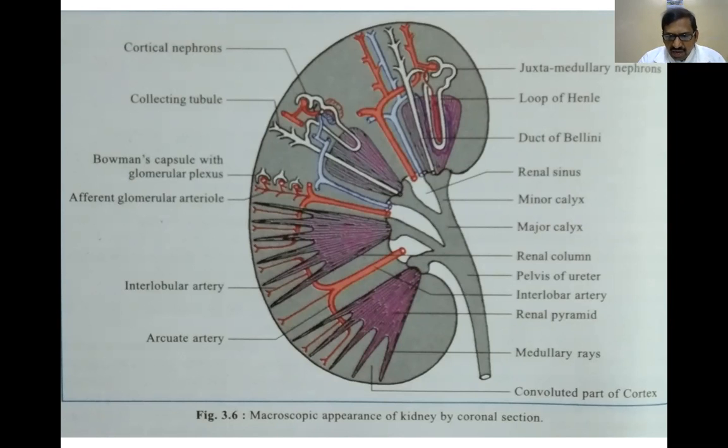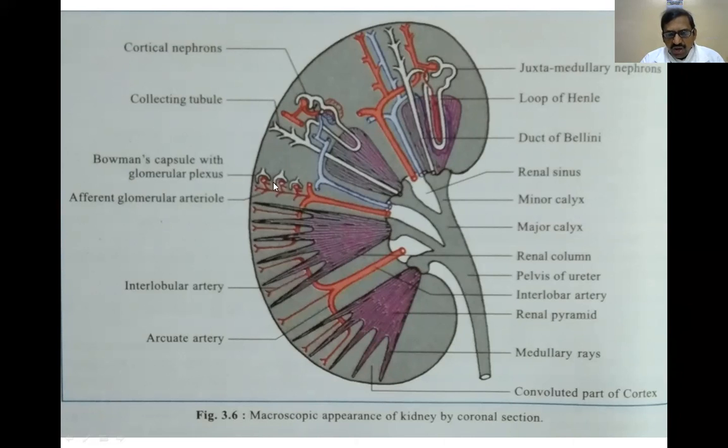And again, from the lobar branches there are interlobar branches, and the interlobar branch again divides into arcuate branches, the arcuate arteries. From the arcuate arteries there are straight arteries, the interlobular arteries. This is the lobar, and this is the interlobular.